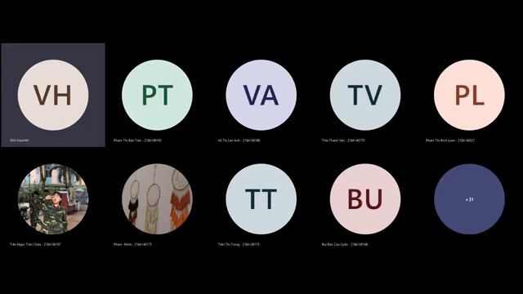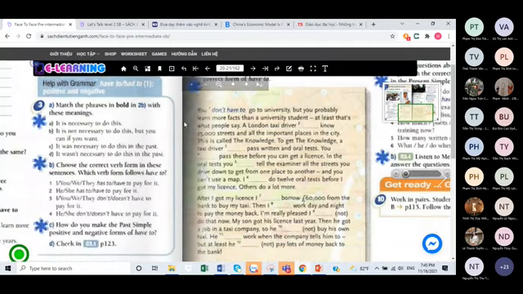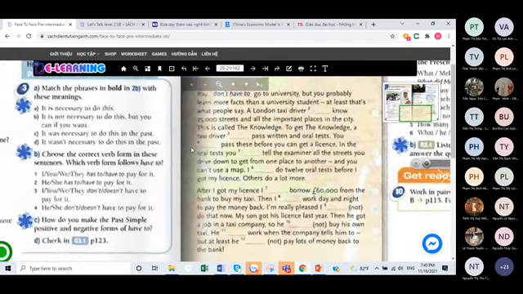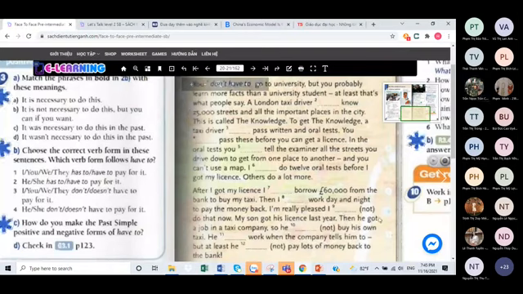Okay, now you are going to do this. Read about Gary's training and fill in the gaps with the correct form of have to. Right? Can you read my screen? Yes. Okay. Okay for you? Yes. You don't have to go to university, but you probably learn faster than a university student. At least that's what people say. And now, number 1 has been done for you. You have to do from number 2 to number 12. Okay.